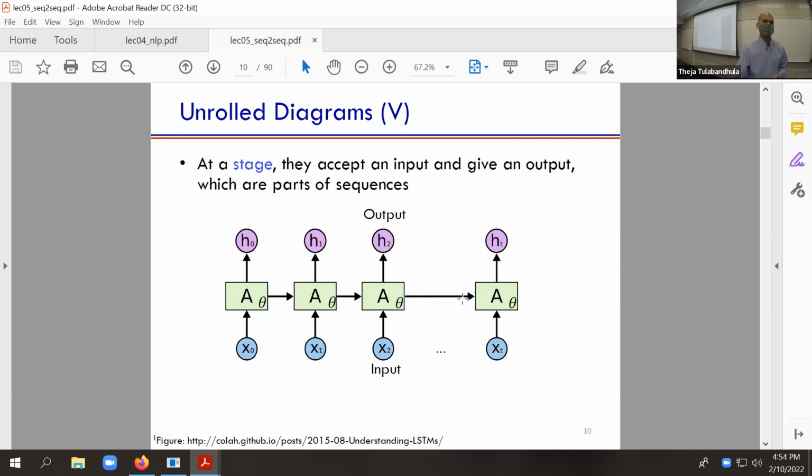So these inputs and outputs are parts of sequences, right? There's an ordering. Typically, you would think of time ordering, but it doesn't have to be time, just some ordering. But typically, we'll think of them as time.